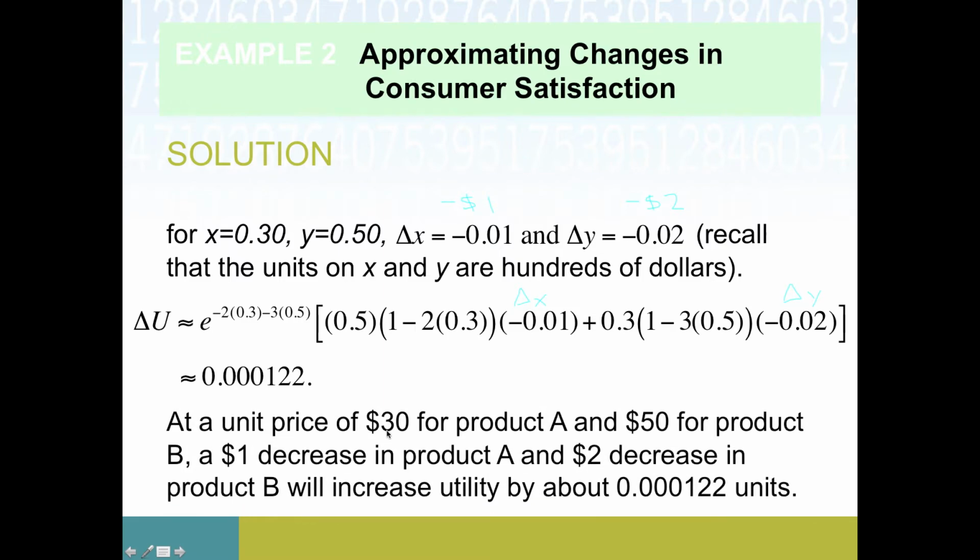So if we had to interpret this, we could write: unit price of $30 for this first product, $50 for the second product, $1 down in price in product A, $2 down in price for product B, and then that's actually going to increase utility by a little bit. Not futility, but utility. So remember, utility is another way of saying our satisfaction with something. So yeah, I guess that tracks.